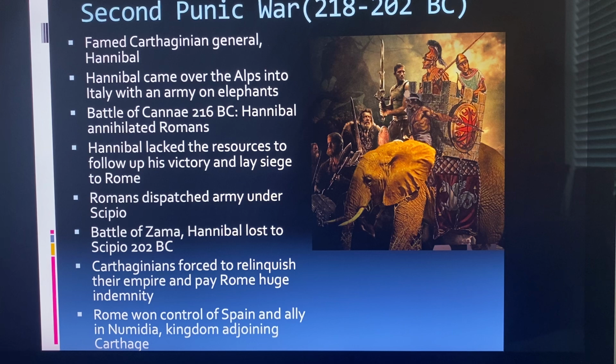The Second Punic War was 218. So here we have a war starting again, and this is the second one, quite quickly. This one was the one, whenever you know about a Punic War, with the Carthaginians and Romans, you are definitely going to think of this war. It was because they had a famed Carthaginian general named Hannibal. This is supposed to be Hannibal here.